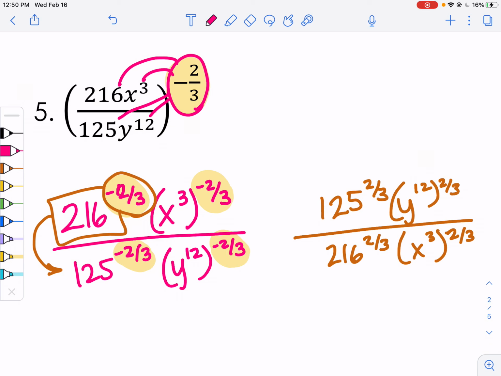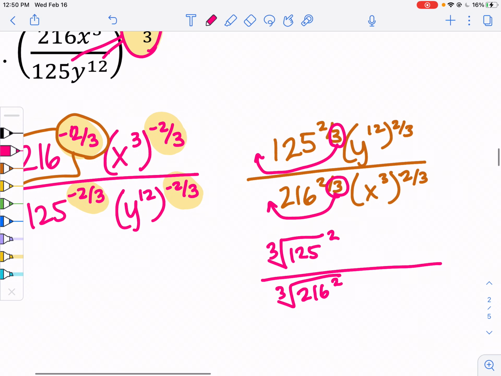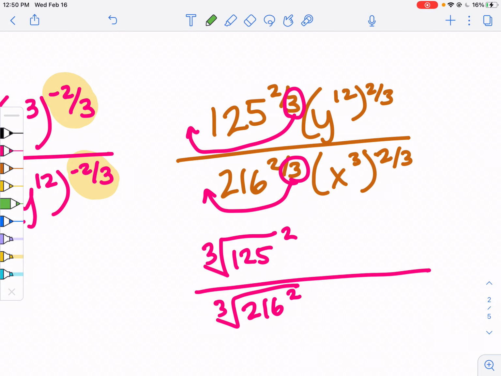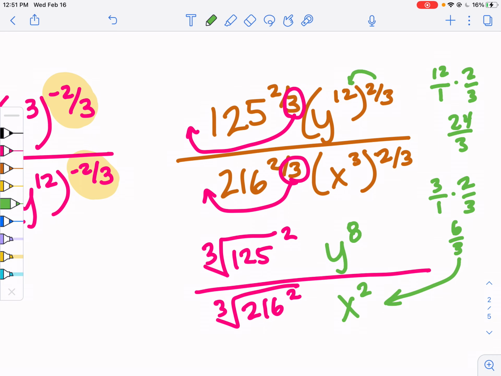And then remember that this guy's moving out front here. So cube root of 125 squared. And same thing happening here, cube root of 216 squared. That's how I'm going to deal with my numbers. And then here I know that I'm multiplying. So 2/3 of 12 would be 8. If you want to do it this way, you can. You get 24 over 3, which gives you that 8 there. And then 2/3 of 3 would just be x to the 2 power. So 3 over 1 times 2 over 3, 6 over 3 becomes 2, like that.